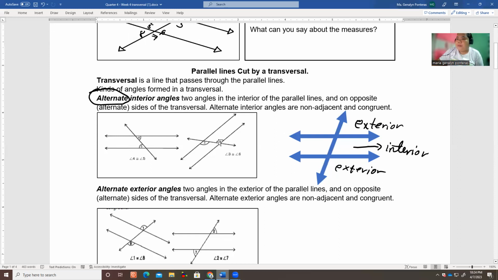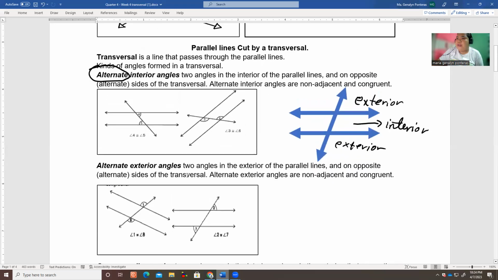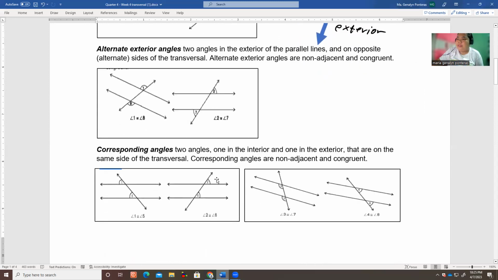So this one. Alternate exterior angles. So alternate exterior angles are found outside the parallel lines and in alternate position, meaning to say one angle at left, one angle at right. So these are the examples of alternate exterior angles.